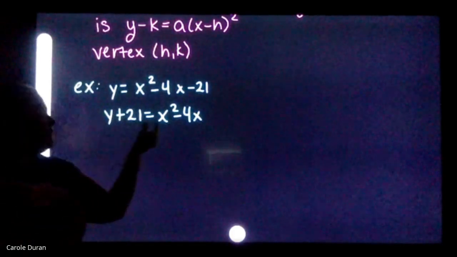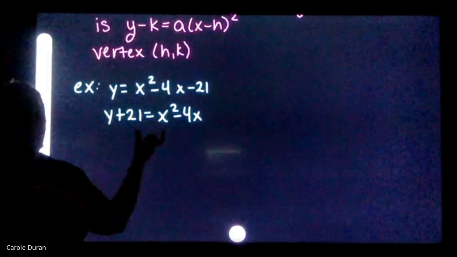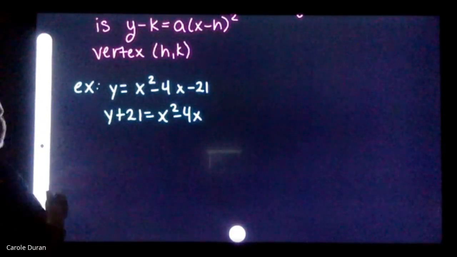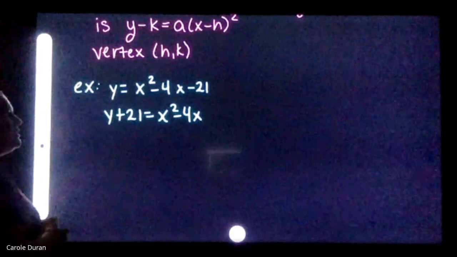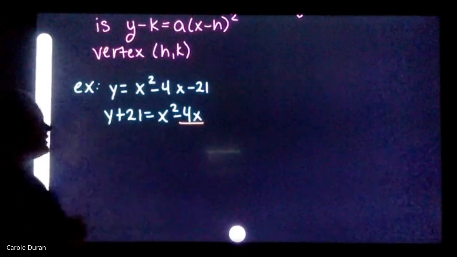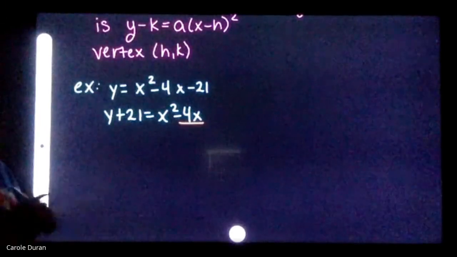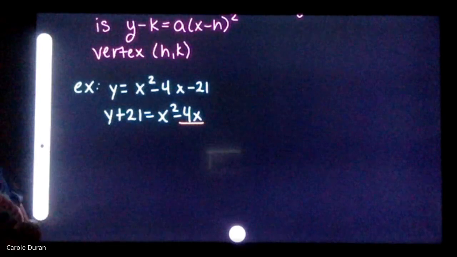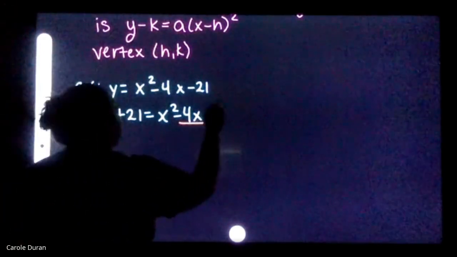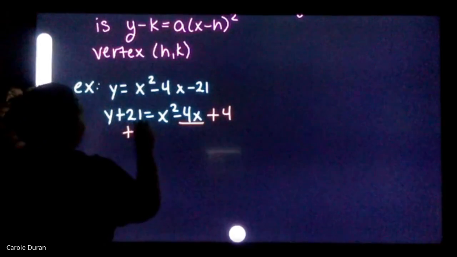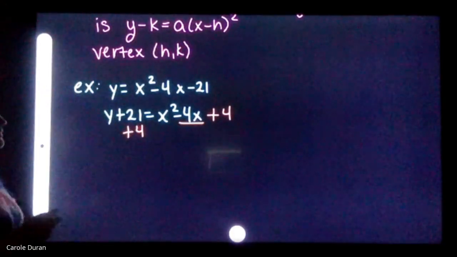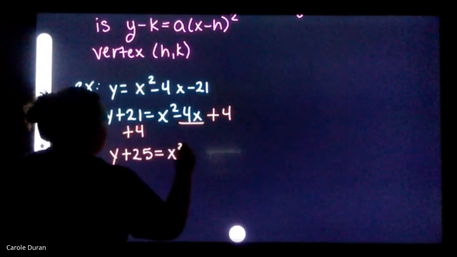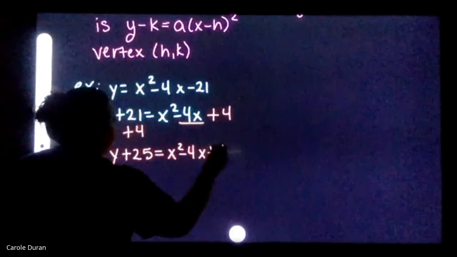I'm going to look to see if there's a number in front of my x squared. If there is, I need to divide it out. There wasn't any, so I didn't have to do that. From here, I'm going to do the completing the square portion, which means I'm going to take this x term, divide it in half, and square its answer. So negative 4 divided by 2 is negative 2. Negative 2 squared is a positive 4. What I do to one side, I have to do to the other. So now I have y plus 25 equals x squared minus 4x plus 4.